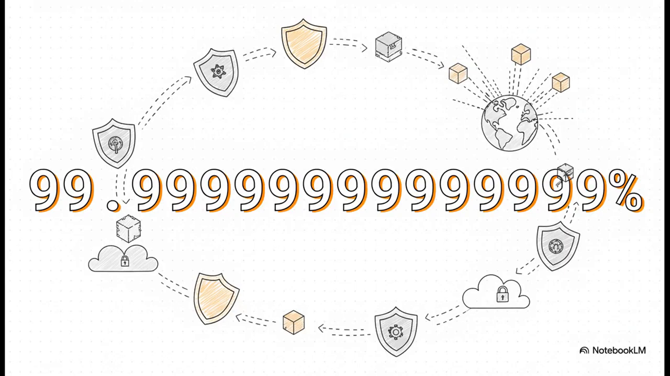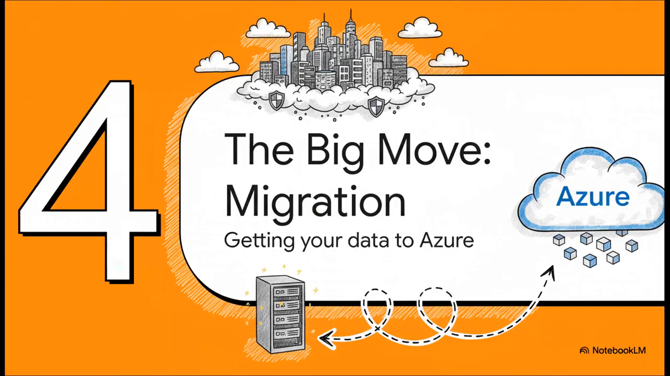And this is what all that protection gets you. With GZRS, you get something called 16 nines of durability. Just look at that number. That's 16 nines after the decimal point. That is so ridiculously close to 100%, it's hard to even comprehend. We're talking about a level of data protection that is, for all practical purposes, foolproof. This is the insurance you buy for data that absolutely, positively cannot be lost. Ever.